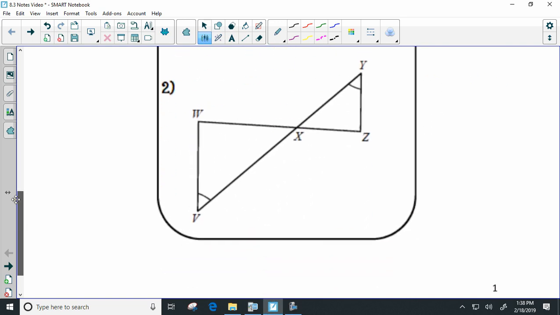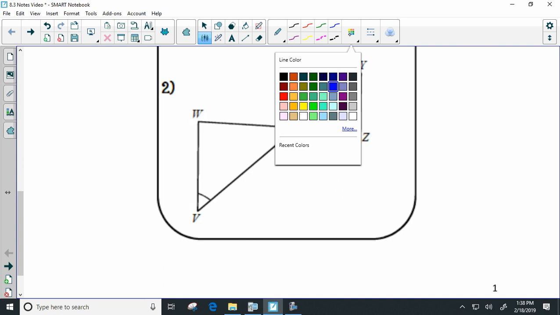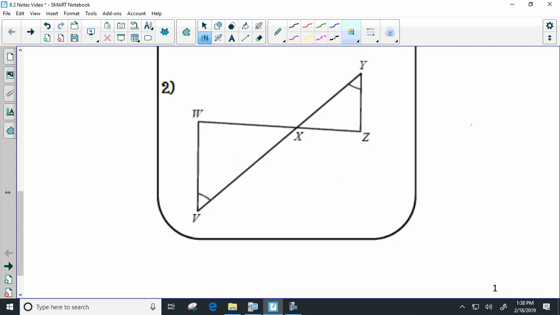Jump down here to question number 2. These are what we call bow tie triangles. Bow tie triangles mean that I have vertical angles in the middle that I can use. So now this left triangle, I'm going to name it by its angles. So triangle, the one with no marks is W, 1 mark is V, 2 marks is X.